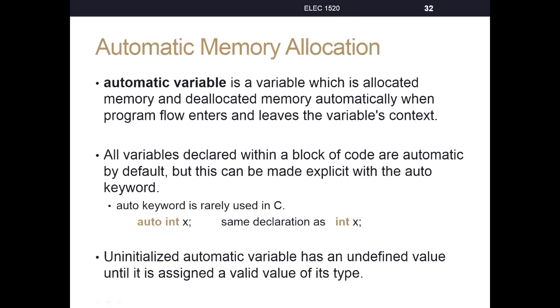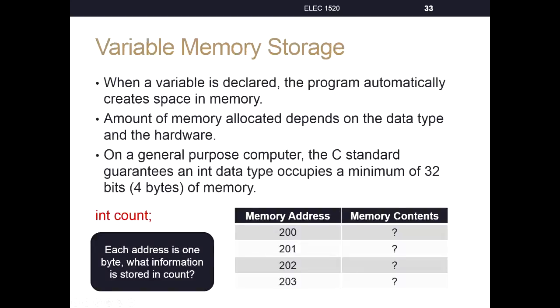Now, whenever we declare a variable like this, int x, it's uninitialized. So an uninitialized automatic variable has an undefined value until it's assigned a valid value of its type. Let's take a look at that in just a minute. All right, we'll see an example.